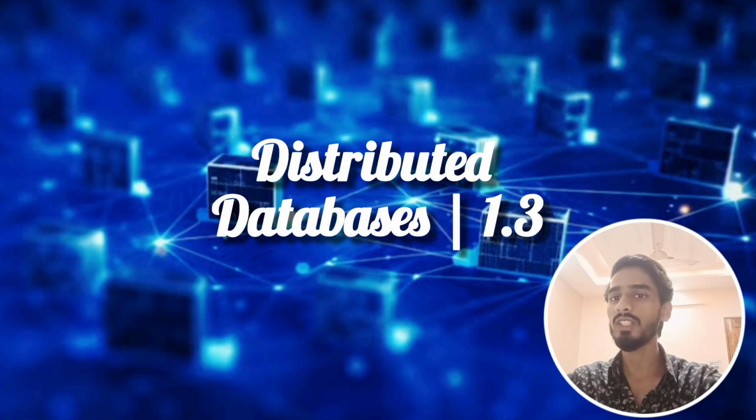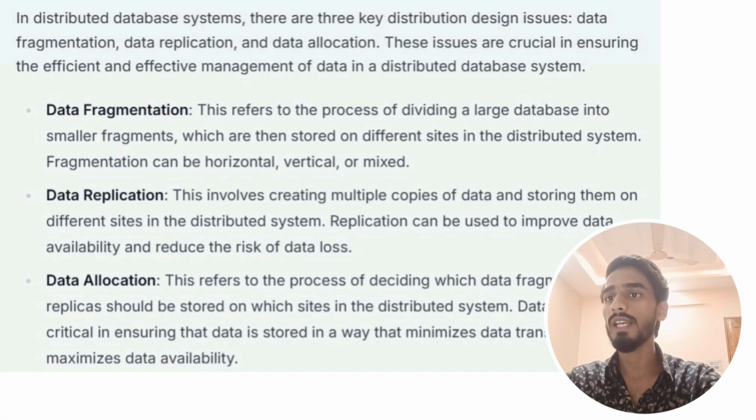This is our third lecture discussing the first chapter in distributed databases. In this lecture, let us start with key distribution design issues in distributed database systems. In a distributed database system, there are three key distribution design issues. First is data fragmentation, then data replication and data allocation. These issues are crucial in ensuring the efficient and effective management of data in a distributed database system.